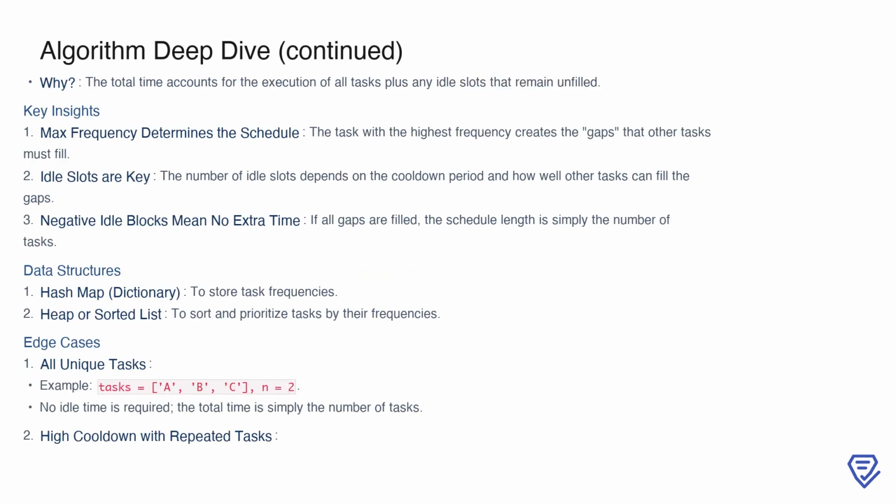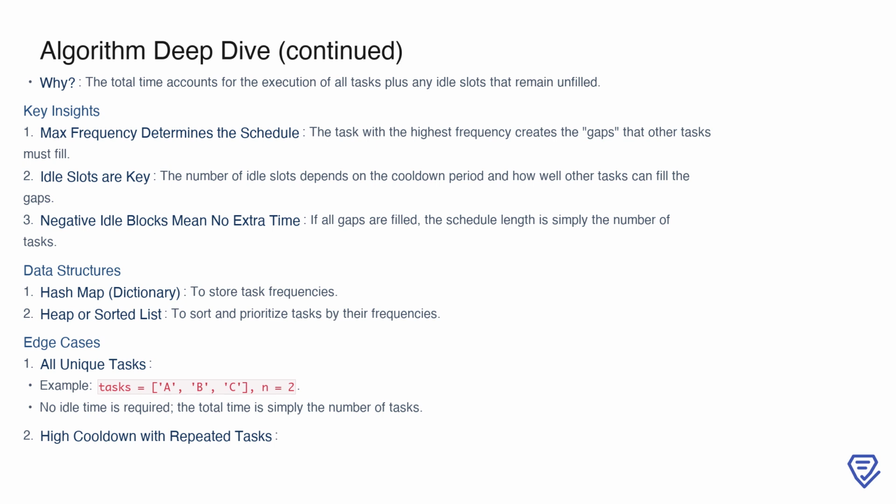The total time formula ensures that we account for both the tasks themselves and any idle periods that remain unfilled. A key insight here is that the task with the highest frequency largely determines the structure of the schedule, as it creates the gaps that need to be filled. The number of idle slots depends on the cooldown period and how well the other tasks can fill these slots.